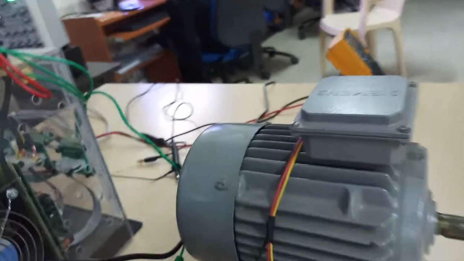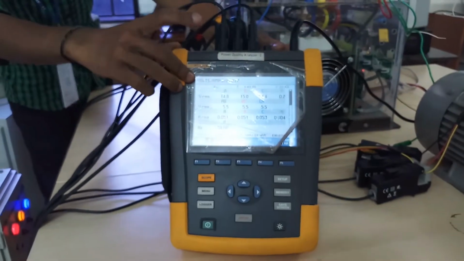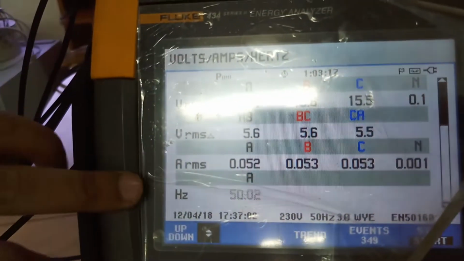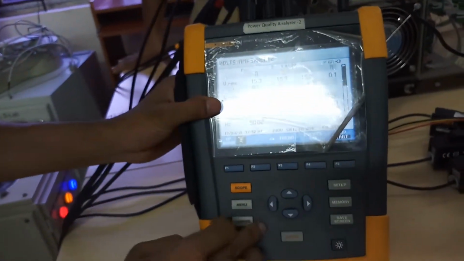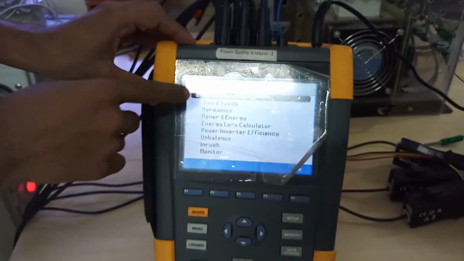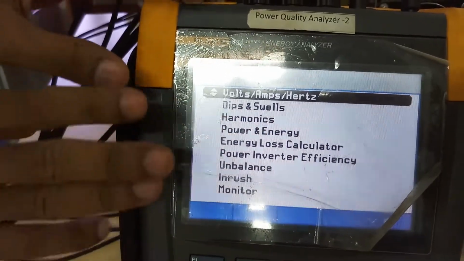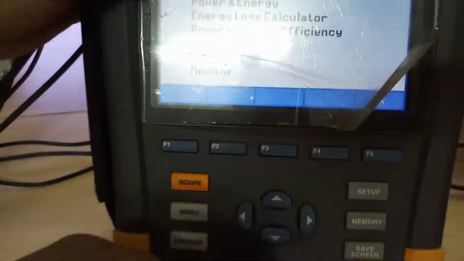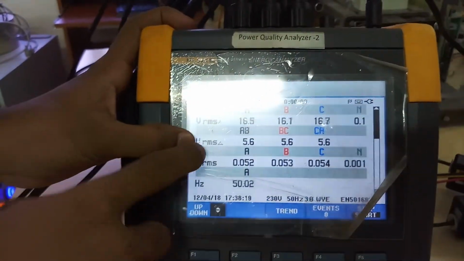Next, this is the power quality analyzer. We can measure the output load side harmonics, line to line voltage, and phase voltage. This is the VRMS. First we measure voltage and amps, next harmonics, and next power and energy also. Here we are discussing only voltage and harmonics. We are setting the input voltage, selecting enter, and taking the VRMS voltage for balanced or unbalanced supply.